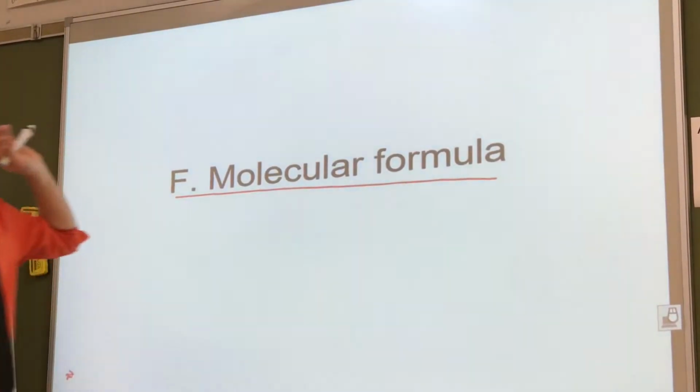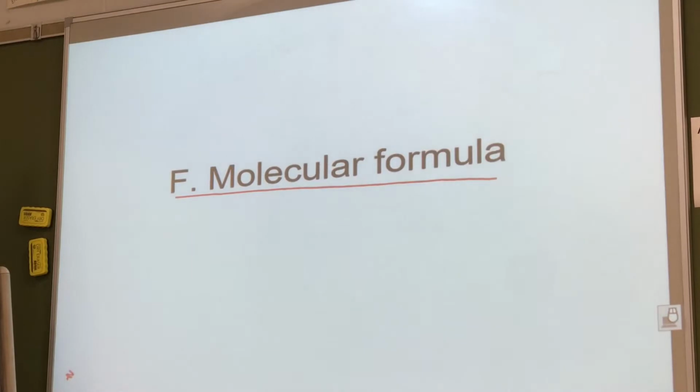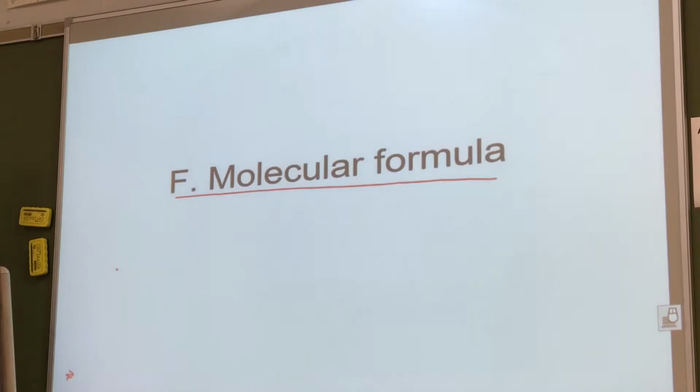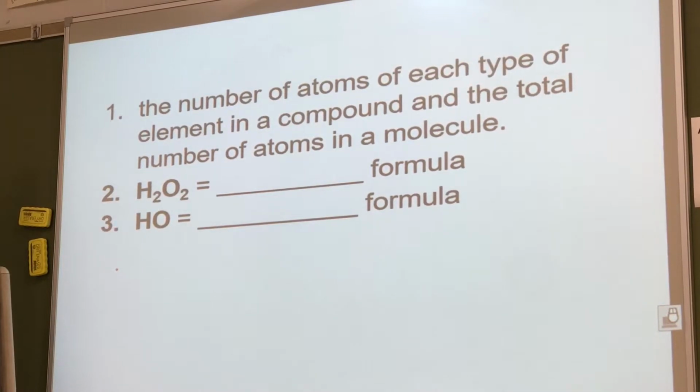We have molecular formula. We learned about empirical formula the other day. That was figuring out what the lowest whole number ratio is for the molecules. This is to figure out, is the empirical formula the actual structure for the molecule, or is it some kind of multiple of it? So, for example, let's compare two things.